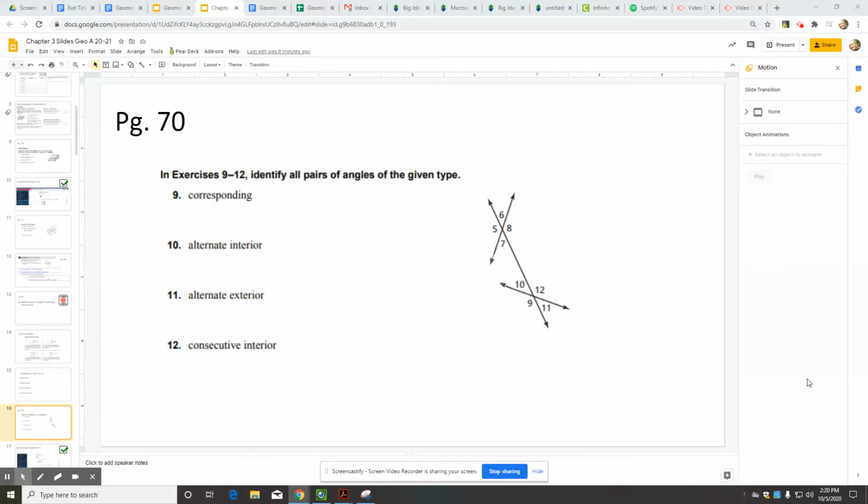This will be our last video for lesson 3.1. So we're going to turn to page 70 and do 9 through 12. You can notice on my slide, we're going to change the picture for these problems just a little bit.